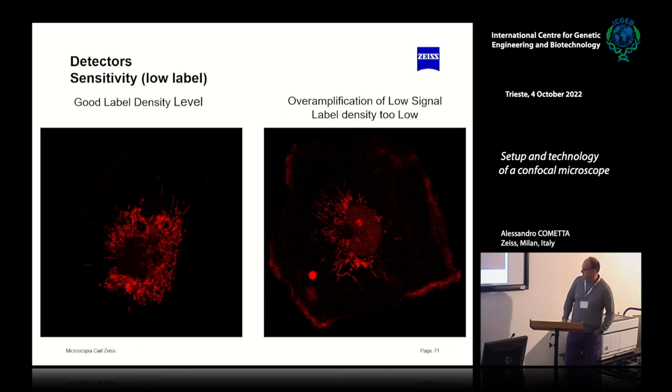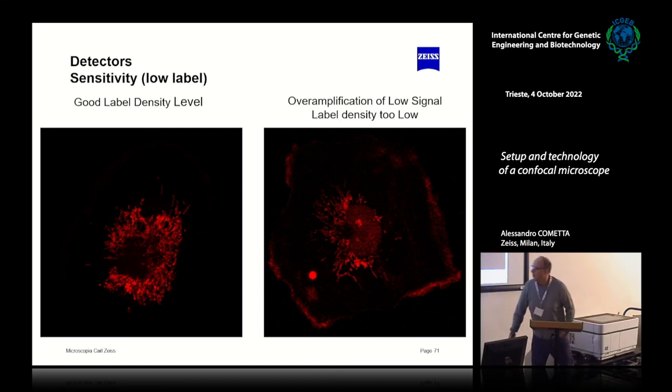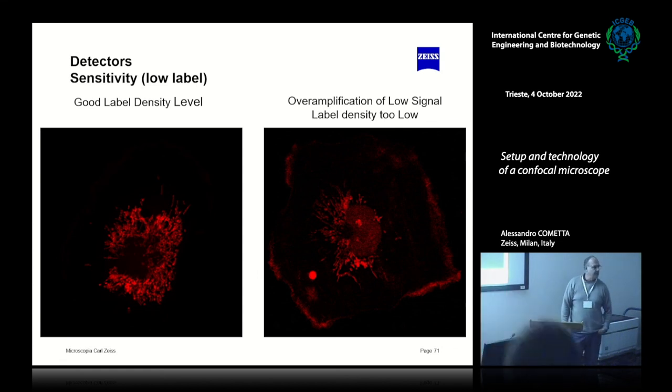Again, can I switch off a little just for a while? Okay, it's there. Again, the same sample. This is a trouble in the sample. This is a good density label, and this is an overamplification, because the signal here is autofluorescence that should not be there. So, what is the right one? For sure, this one, but maybe you are not able to label your sample in this way, and so you have to take this one or something in between.